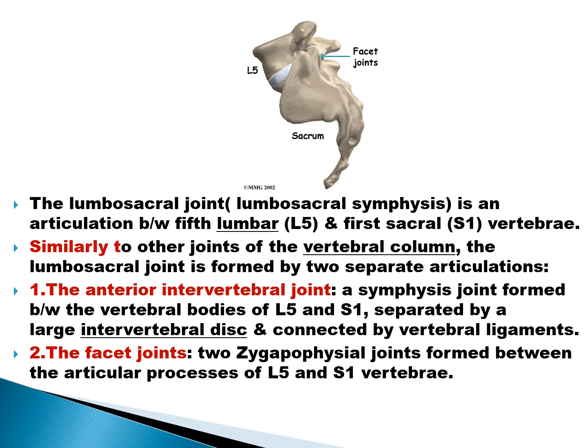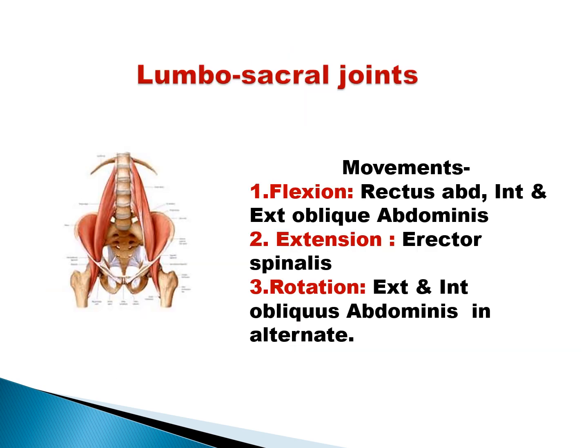These are synovial joints. The important movements of the lumbosacral joint are flexion, by rectus abdominis and the internal and external oblique muscles. Extension is by the erector spinae group of muscles. Rotation is by the external and internal oblique muscles alternating.